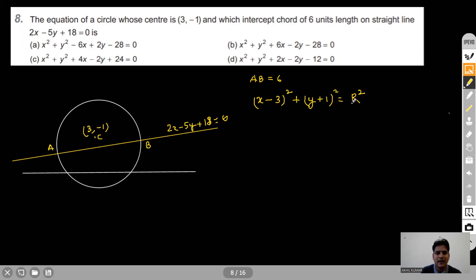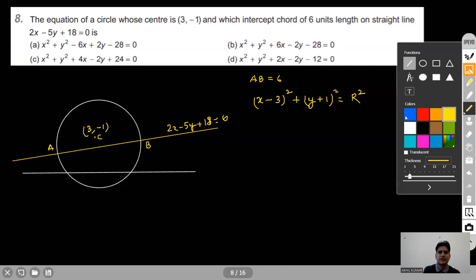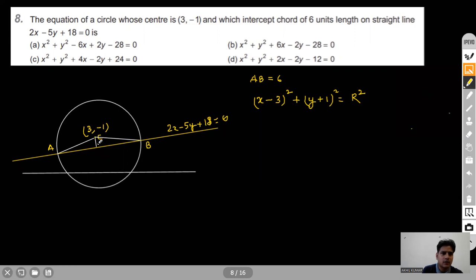So if we can find the radius of this circle, we are done, right? We can easily write the equation of the circle. So how can we find the radius? Let me do one construction here. I am joining these two points, AC and BC, and dropping one perpendicular on AB. If I name it D, then CD² + BD² must be equal to r², because CB is nothing but r.